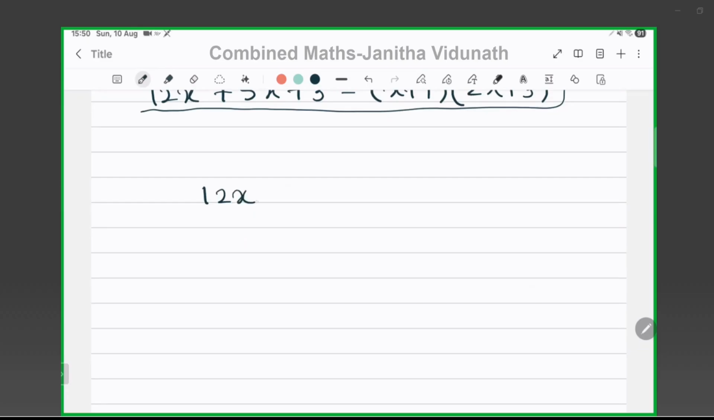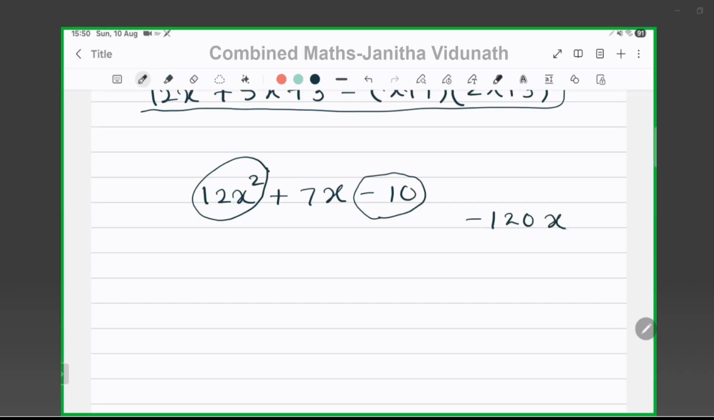Let's take 12x square plus 7x minus 10. Still, the steps are the same. We take this term and this term and multiply these two. Then we get minus 120 times x square. Then we need to find two terms that by multiplying give minus 120x square, and by adding those two terms give 7x.